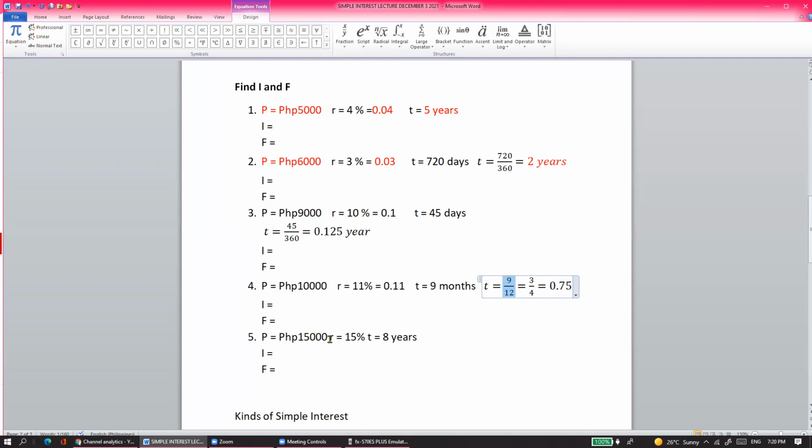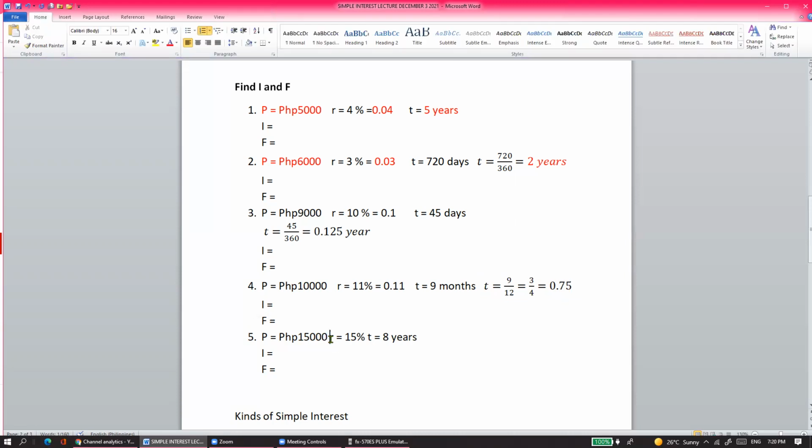Now, for the fifth one, R must be converted into decimal. So we have it as 0.15 kapag kinonvert ko ang 15%. And then when it comes to the 8 years, there will be no more problem because 8 years is already in the unit of years. So nothing to worry na sa time dito. Now, kapag nag-calculate tayo, ganito lang kasimple, anak.